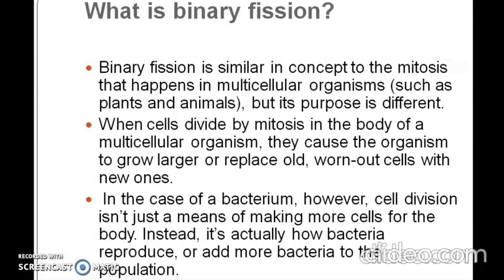Binary fission is similar in concept to the mitosis that happens in multicellular organisms such as plants and animals, but its purpose is different. When cells divide by mitosis in the body of a multicellular organism, they cause the organism to grow larger, or they replace old worn-out cells with new ones. In the case of a bacterium, however, cell division isn't just a means of making more cells for the body. Instead, it's how bacteria reproduce or add more bacteria to the population.